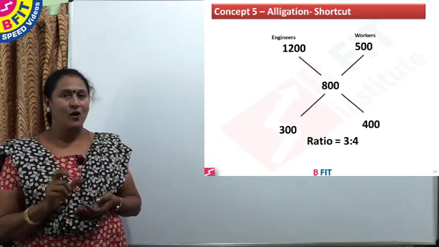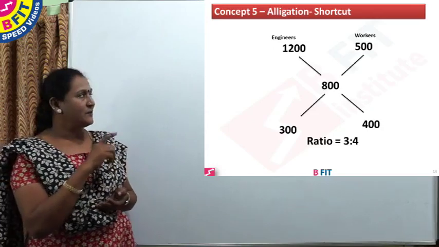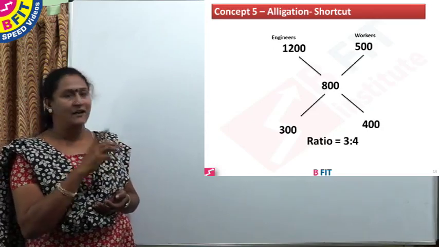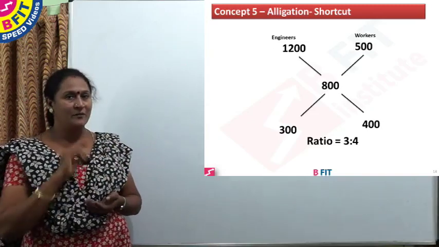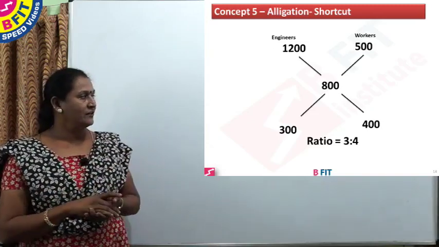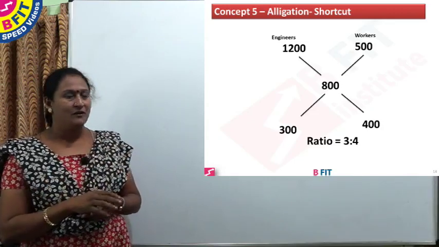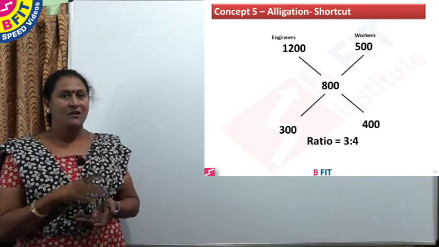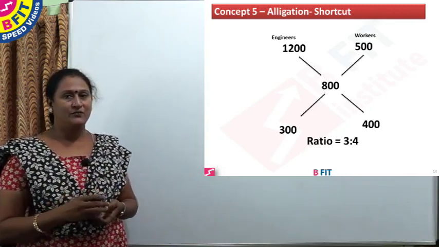The average of all, that is the mean value, is written in the middle, 800. By subtracting 800 from 1200, we have got 400, and subtracting 500 from 800, we have got 300. The ratio, by simplifying by 100 in both, we have got as 3:4. So the answer is, the ratio of engineers and workers is 3:4.